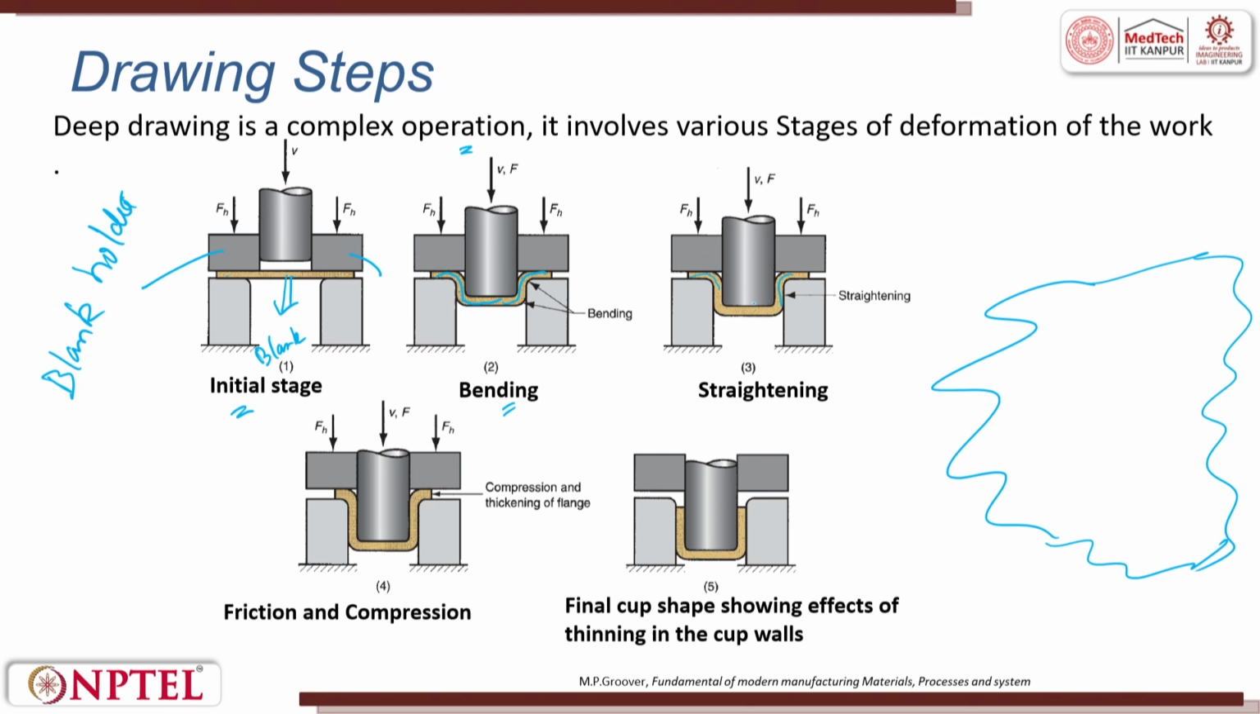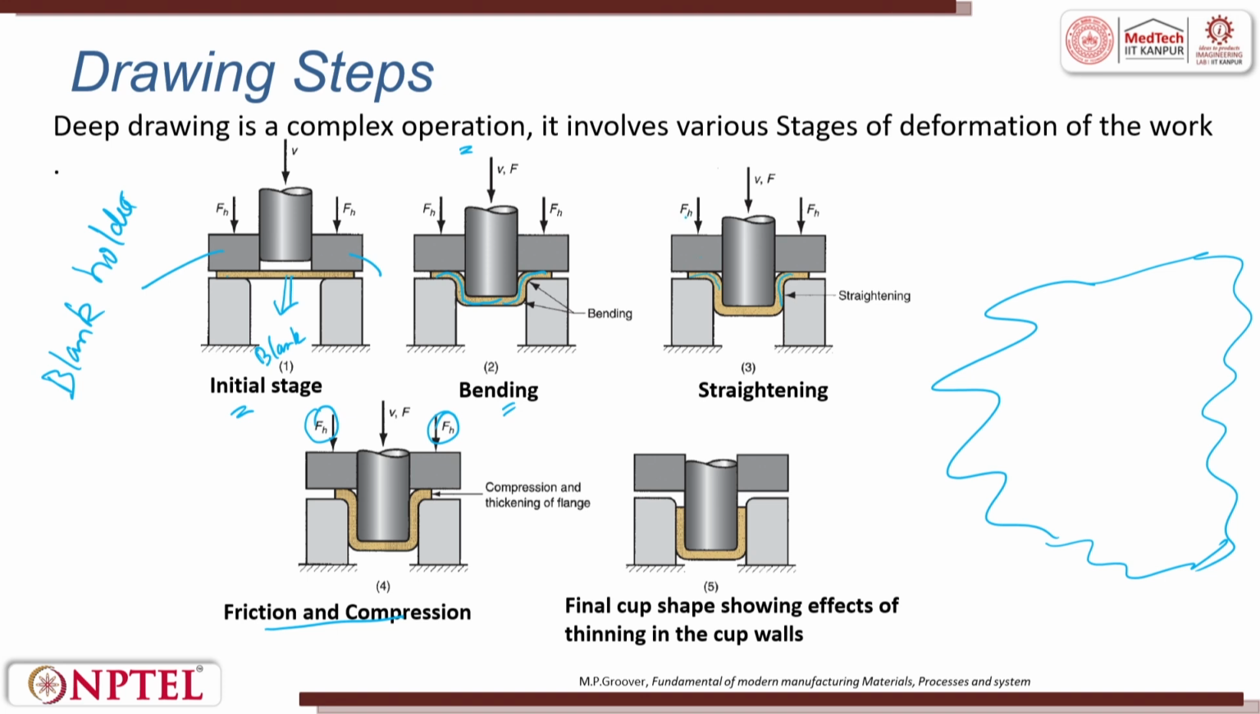Then after it has achieved the straight portion, it has friction and compression as you further move it down. In reality, it is a constant blank holding force, but if you want to get the best out of it, you can also have a dynamic blank holding force. That means, depending upon the punch height moving down, the velocity with which it is moving down, the material which is flowing, the speed with which it is flowing, you can also vary the blank holder force.